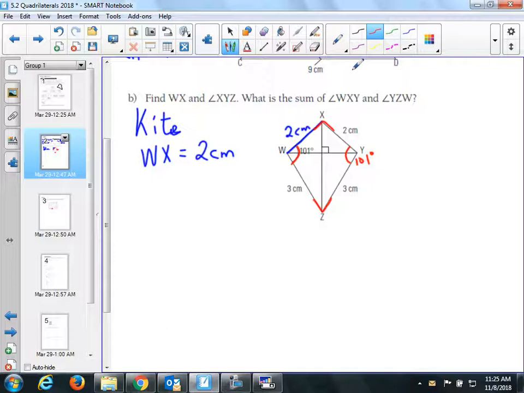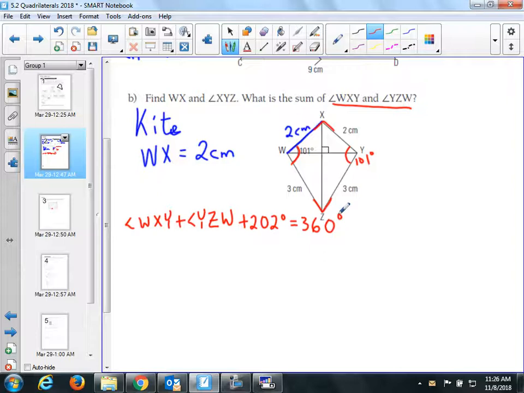So I'm going to say the sum of these two angles, angle WXY and angle YZW, plus 101 and 101 added together, so 202, equals 360 degrees. So I subtract my 202, and I have 360 minus 202 is 158. Good.